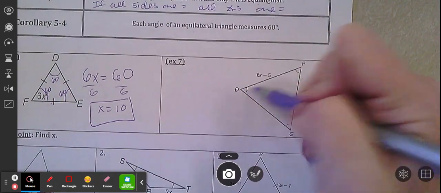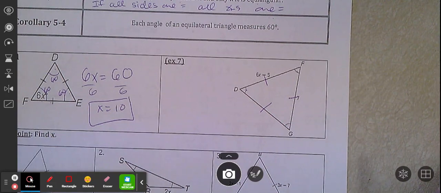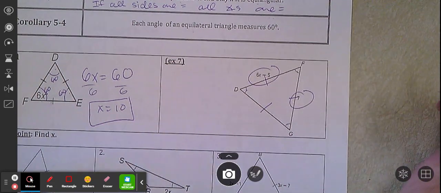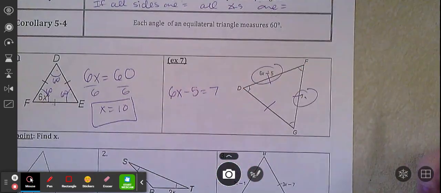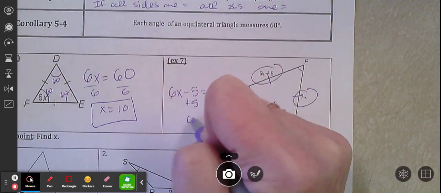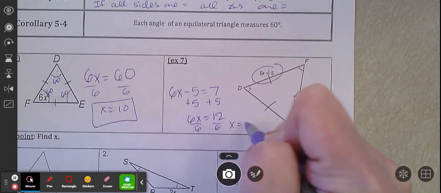It also goes in the opposite direction. So if I know that all three of these angles are the same, I know that all three of these sides are the same. So if this one's 7, so is this. So what do we know about them? We know that this one equals this one. So we can do 6x minus 5 equals 7 and solve for x. So we can add 5. 6x equals 12, divide by 6. X is 2.